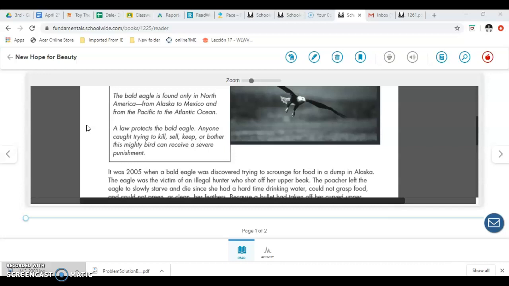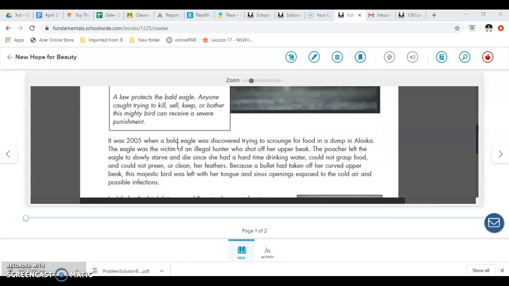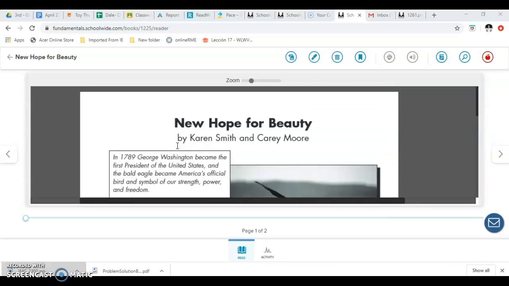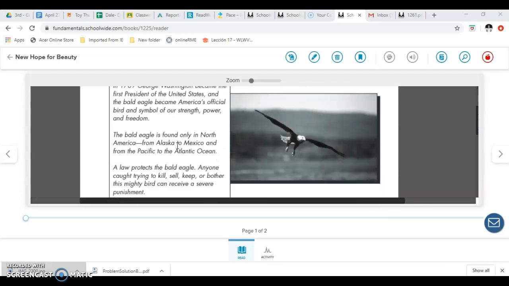I actually do not know the actual punishment that one would have if they were found trying to kill or sell or keep or bother the bald eagle. I'm interested to know what. All right, so that's almost like the intro. It's sort of preparing us for the story.